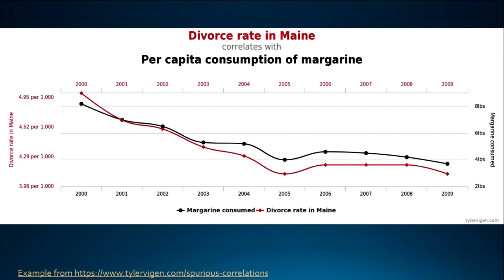But would we want to say that one has caused the other? Have divorce rates going down in Maine caused people to consume less butter? Or has the fact that consumption of butter has gone down led to fewer divorces in Maine? Of course not, right? This is a spurious correlation. It's a correlation through chance, and certainly not a suggestion that there's a cause and effect, that there's a causal relationship between the two.